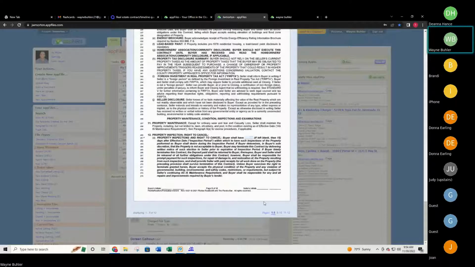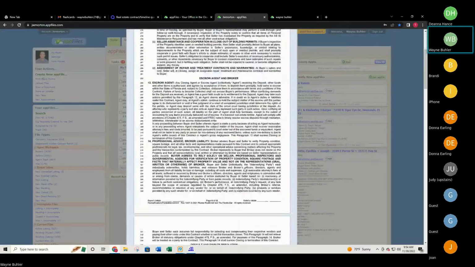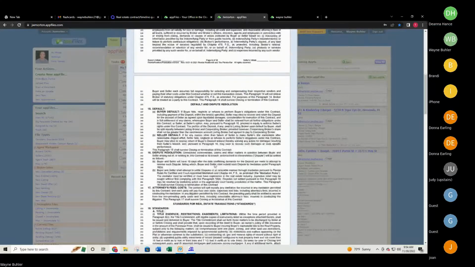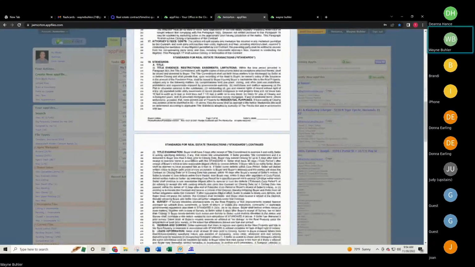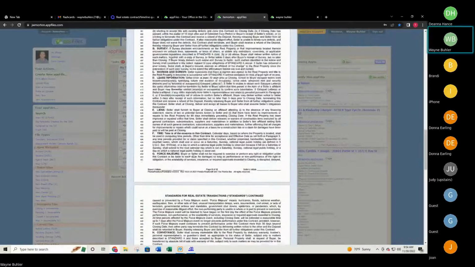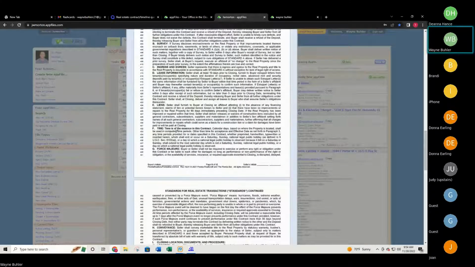So, first thing I want to show you is this part. Really need to memorize where this one is. Time, section F, line 432, page 8. Time is of the essence in this contract. Calendar days, based on where the property is located, shall be used in computing time periods other than time for acceptance and effective date as set forth in paragraph 3.